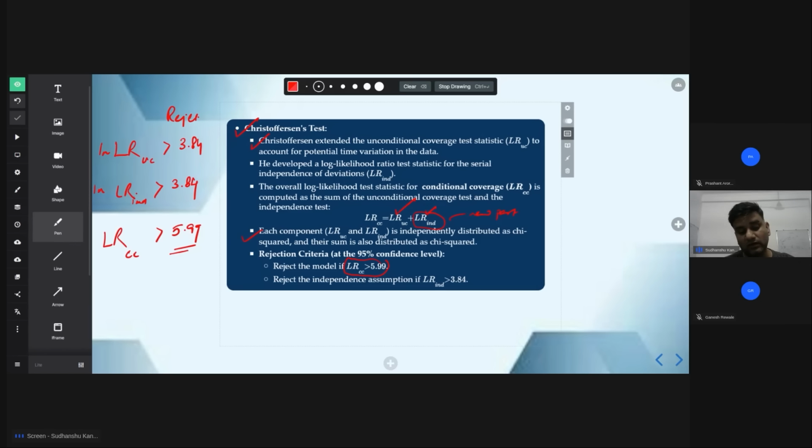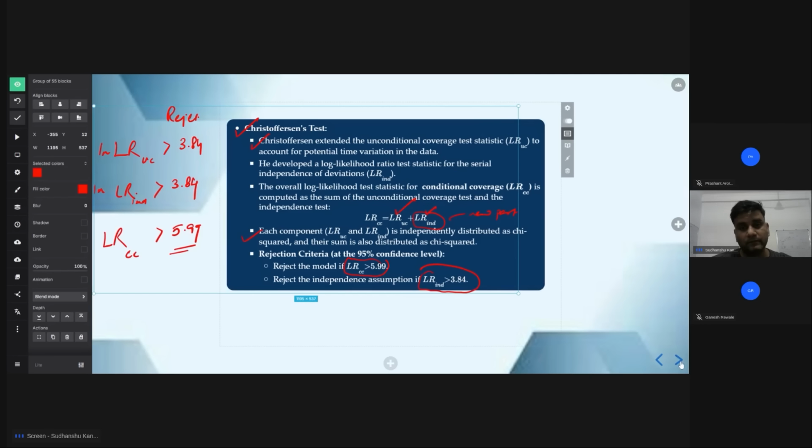If you take your conditional coverage, it is Christoffersen's conditional coverage test. Christoffersen has two tests. One is Christoffersen's independence test, which is only for this part. The other is Christoffersen's conditional coverage test, which is for both. Here you are not only testing your number, but also your timing, and you're testing it jointly. The value LRCC should be greater than 5.99, and the degrees of freedom here is 2. You understand that you have an LRIND test and an LRCC test, both kinds of tests. Remember that, guys.